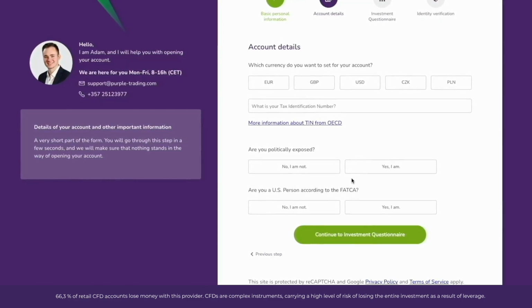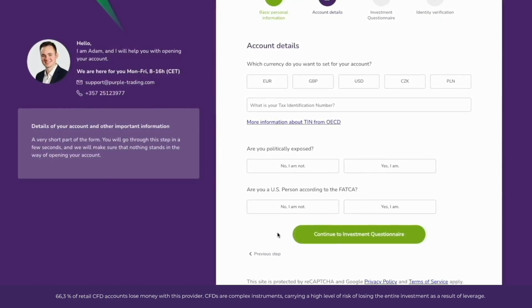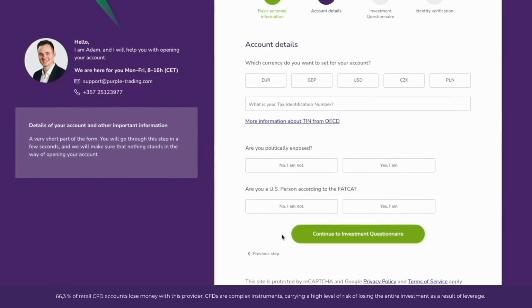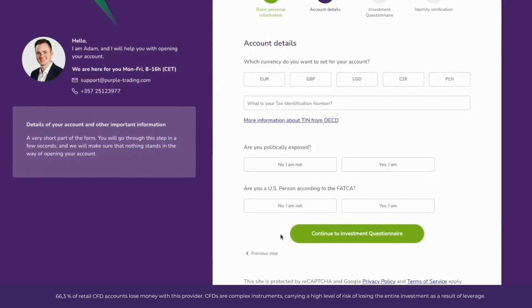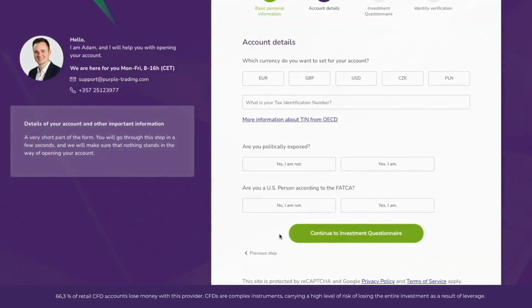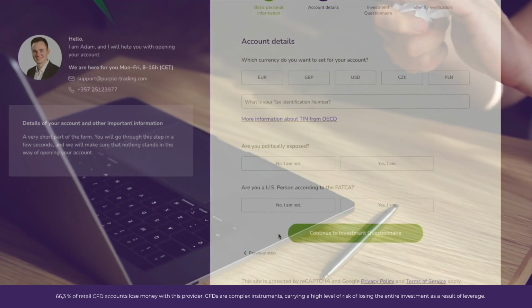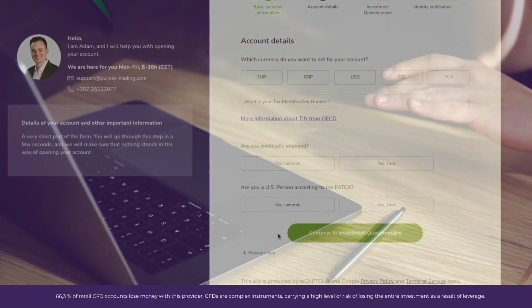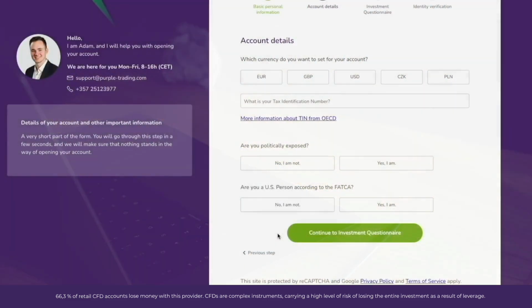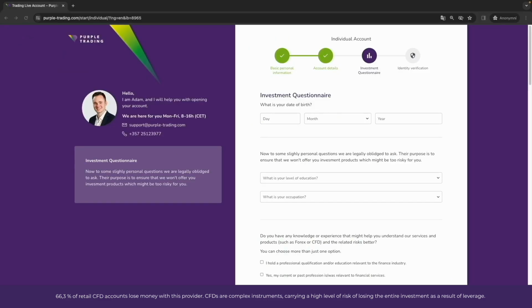When answering the above question, but also throughout the registration process, it's important to provide us with truthful and as accurate information as possible. Otherwise, complications may arise and the process of registering and activating your trading account may be prolonged. By completing the second page of the form, you have set up your trading account for final approval.